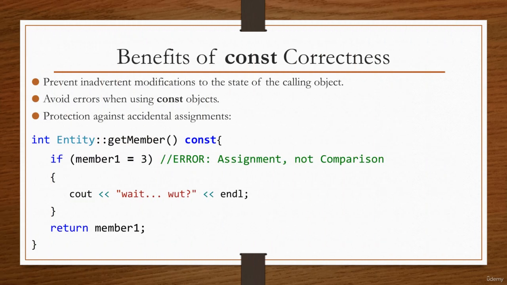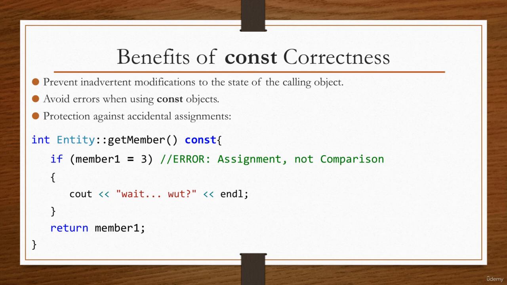And a couple of benefits of being const correct is it prevents inadvertent modifications to the state of the calling object, as I mentioned. That's really the goal, and you can avoid errors when using const objects. That's also why I demoed using const objects in this video, and some of the problems that you can run into with that. And you can protect against accidental assignments.